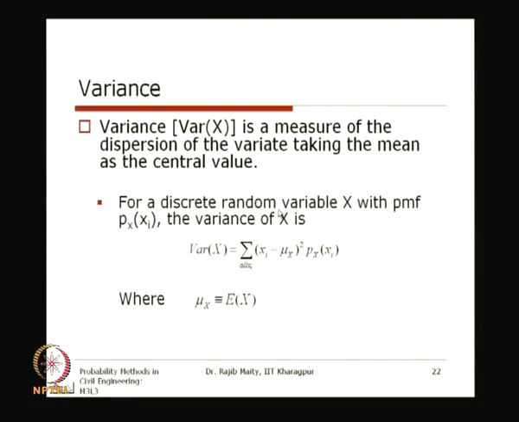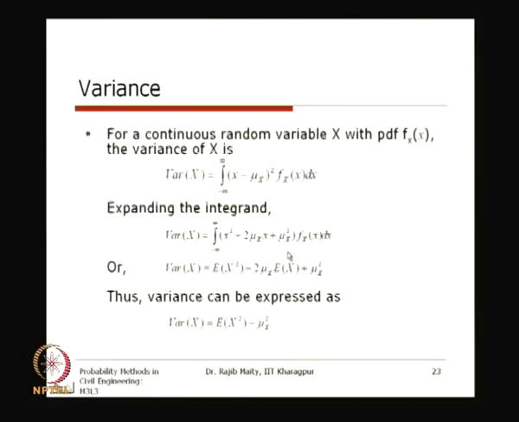For a discrete random variable x with PMF Px x, the variance of x is equal to the summation of xi minus mu x, that square, multiplied by Px x. So, this is the measure of the variance. I will explain how these things come with the context of the moment. Now, this mu x, as I told, is nothing but the expected value of that particular x. So let us first complete this one before I go for the pictorial representation.